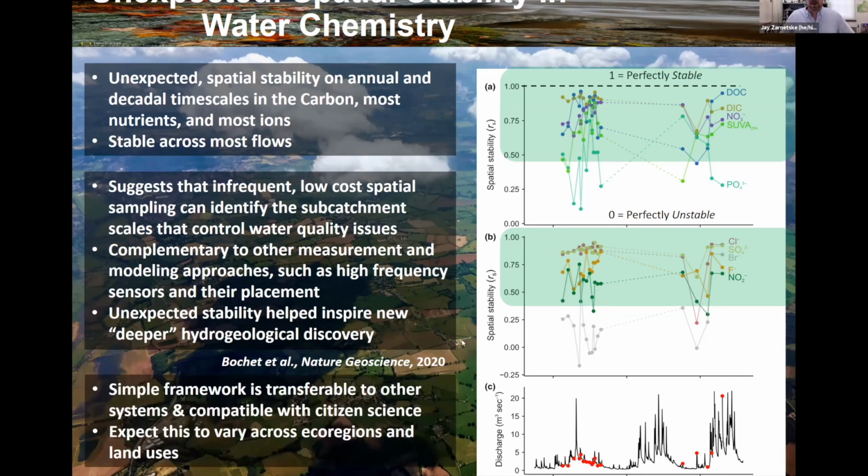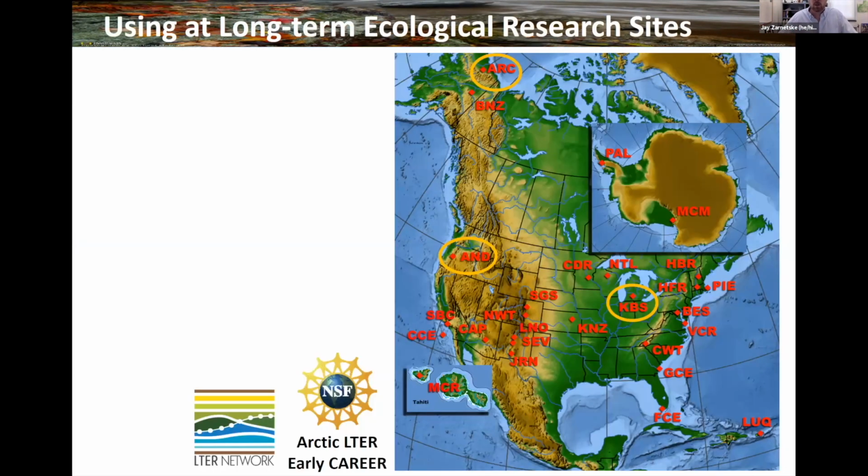So in summary of this section, I'd like to say that this is a relatively simple framework. You just go collect chemistry across the river network. And it's also compatible with citizen science or community-based science, because you just need to collect water chemistry. There are no advanced field techniques required. And I have to say that the results I showed you here for these two watersheds in France, we expect that to change from place to place around the world in different land uses. So let me show you how we've expanded that work now.